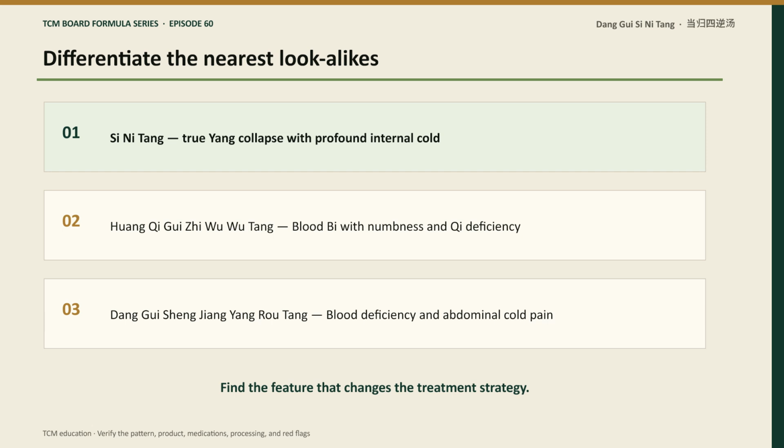First decide hot or cold, excess or deficiency, and exterior or interior. Then identify whether qi, blood, dampness, heat, food, or yang collapse is dominant. The feature that changes the treatment strategy usually decides the answer.